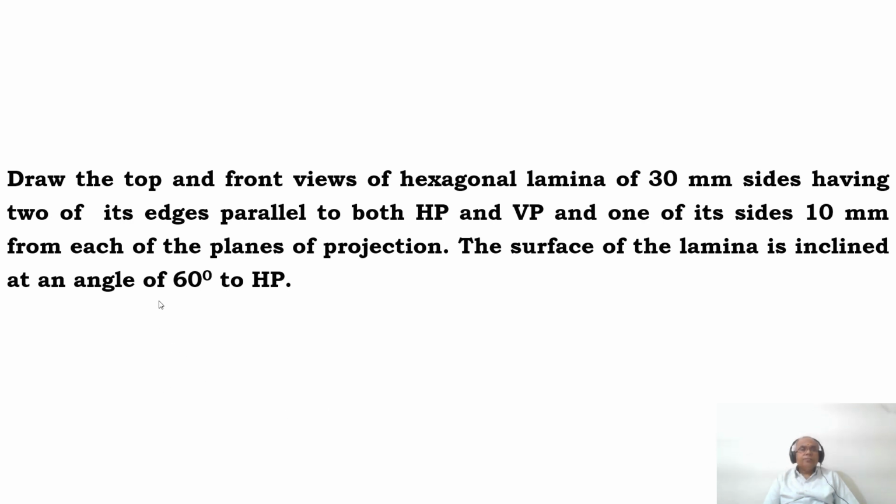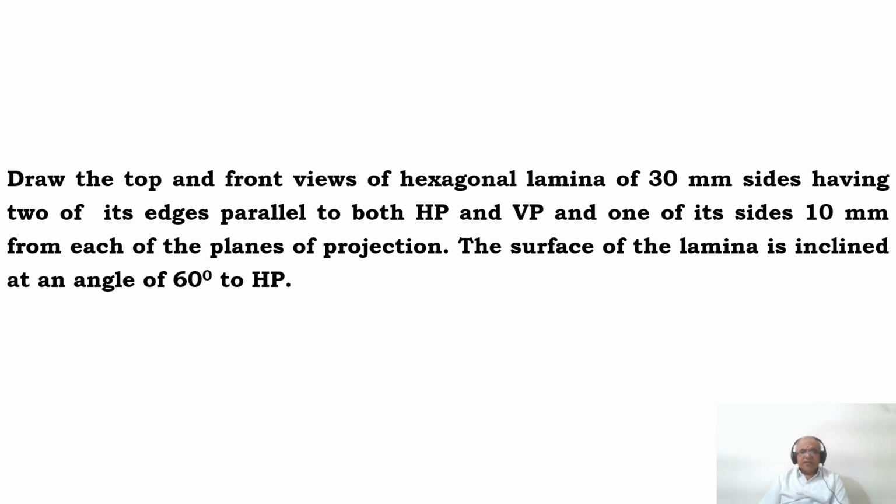Now, in this video, we are going to take up one more problem on projections of laminas. The problem reads as: draw the top and front views of a hexagonal lamina of 30 mm sides, having two of its edges parallel to both HP and VP, and one of its sides is 10 mm from each of the planes of projection. The surface of the lamina is inclined at an angle of 60 degrees to HP. So, how to analyze this problem in 3D and how to solve it by using the sketchbook.